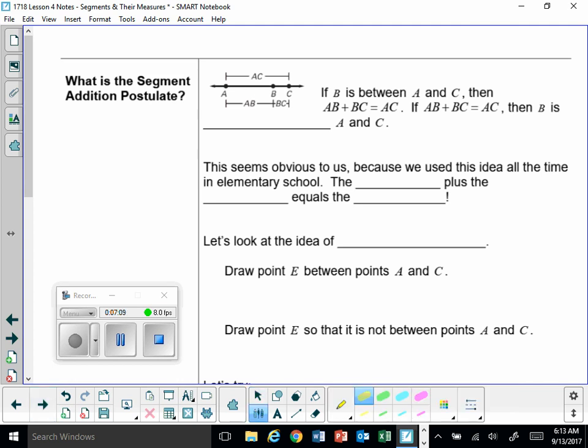One of the most important concepts in this unit comes up right here, the segment addition postulate. You have been using this idea since elementary school when you added fractions, when you added decimals. Let's look at a pan of brownies.